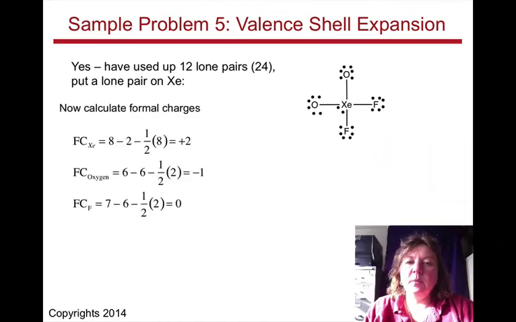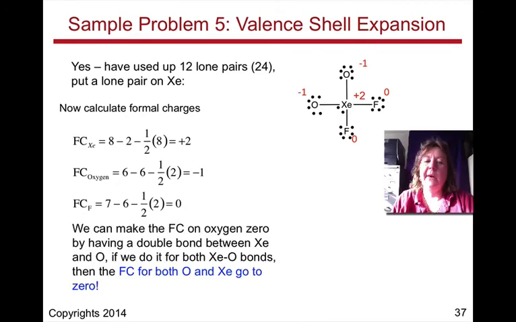When we look at our formal charges, the formal charge on xenon, 8 minus 2 minus a half of 8 is plus 2. Formal charge on oxygen, 6 valence electrons minus 6 electrons in lone pairs, minus a half of 2 is minus 1. Formal charge on fluorine, we have group 7 minus 6 electrons in lone pairs, minus a half of 2, that equals 0. Okay, so that leaves us with 3 atoms that have non-zero formal charges.